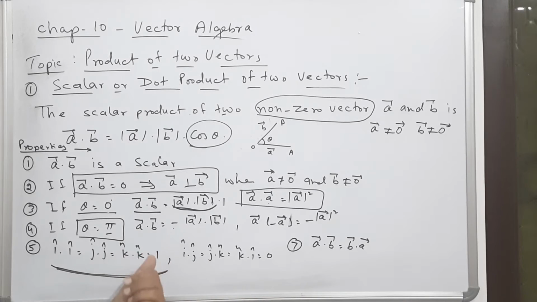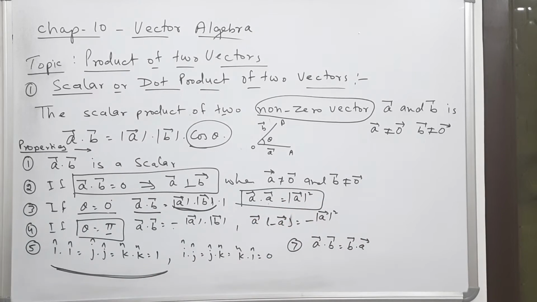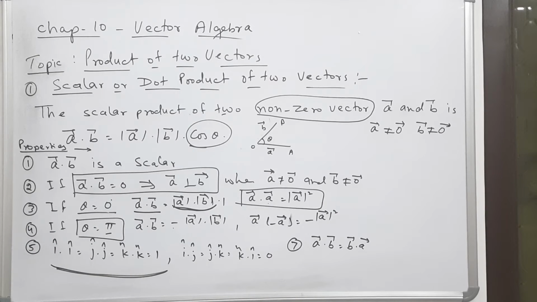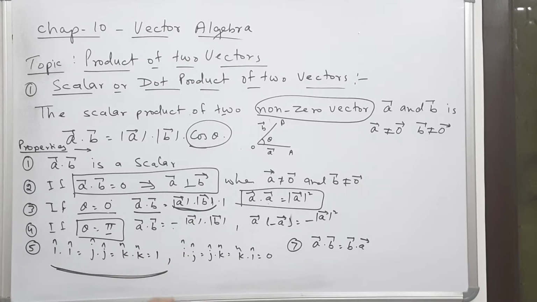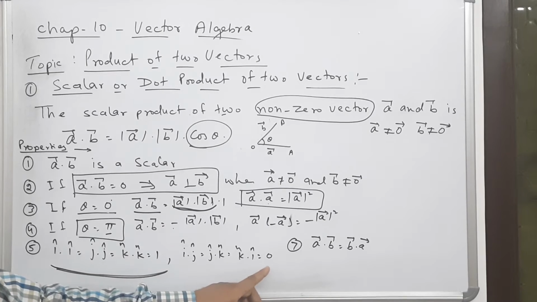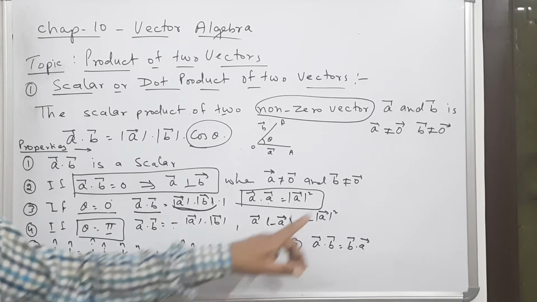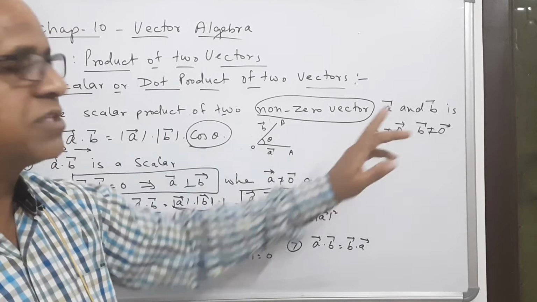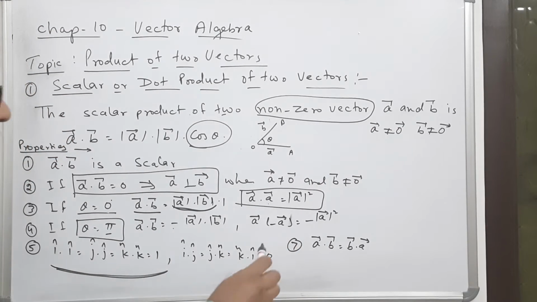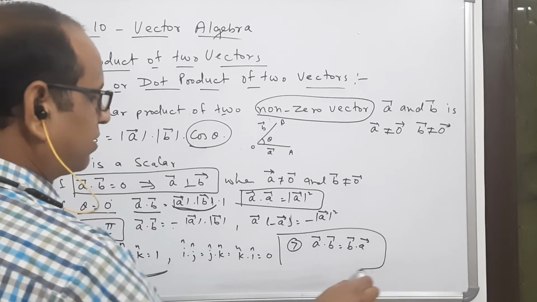Because i means 1 unit on the x-axis and j means 1 unit in the direction of the y-axis, so they are perpendicular to each other. When they are perpendicular to each other, their product will be 0. And please remember, it is 0, not the zero vector. There is a difference. 0 is a scalar quantity, and when you put a vector sign on the 0, then it is a vector quantity. And a very important part, please see this now.